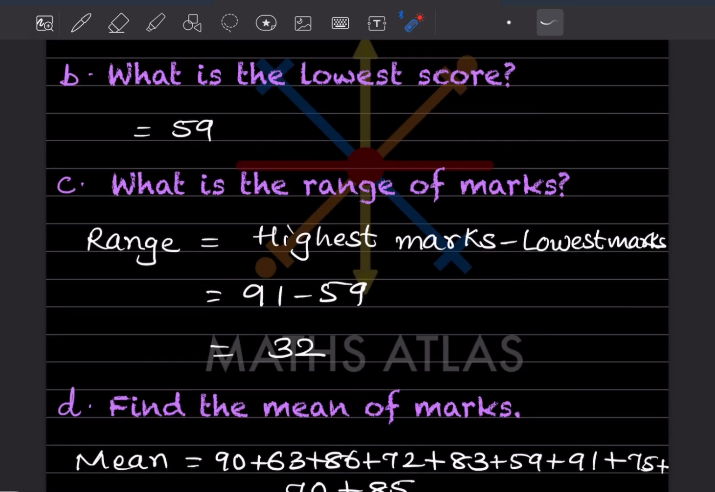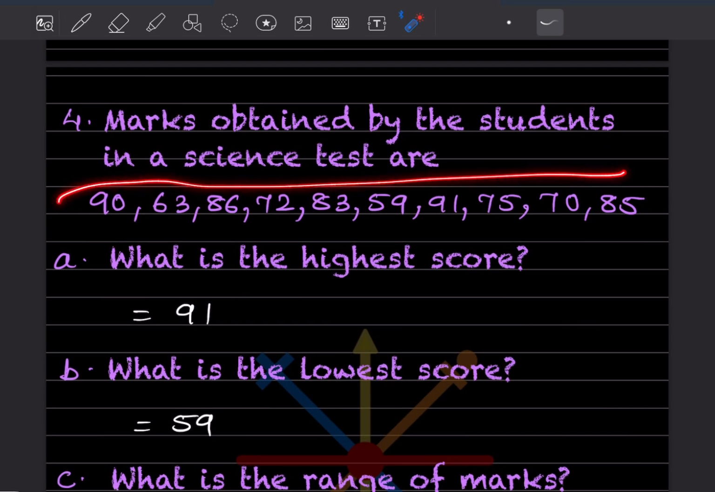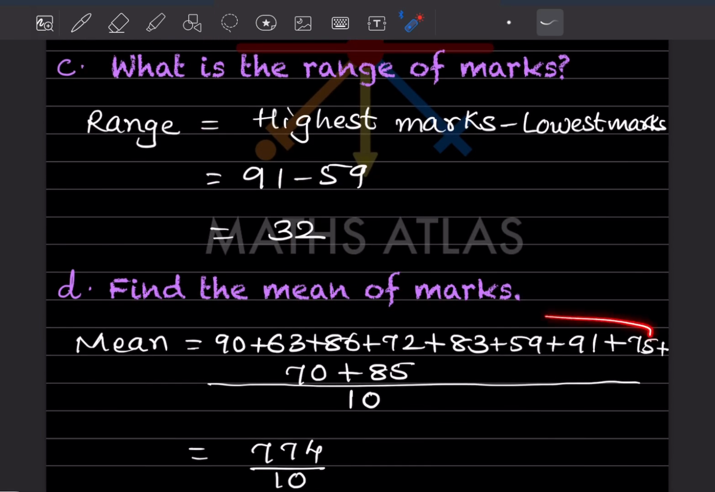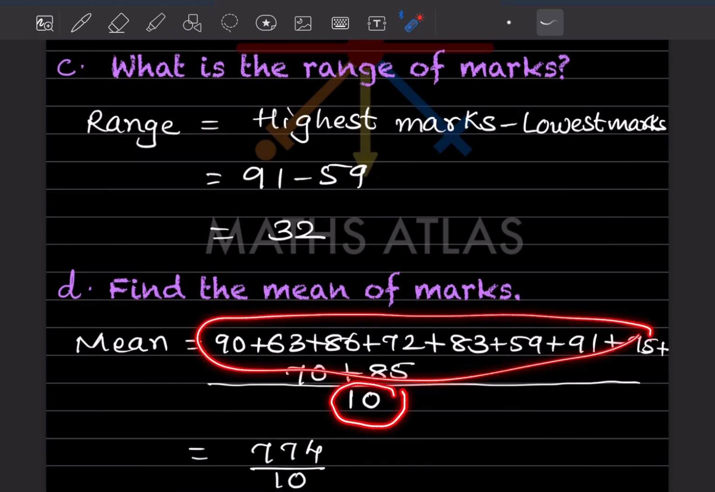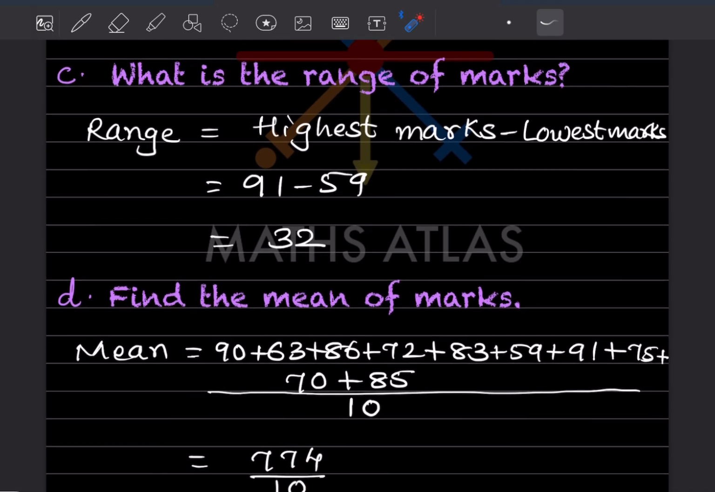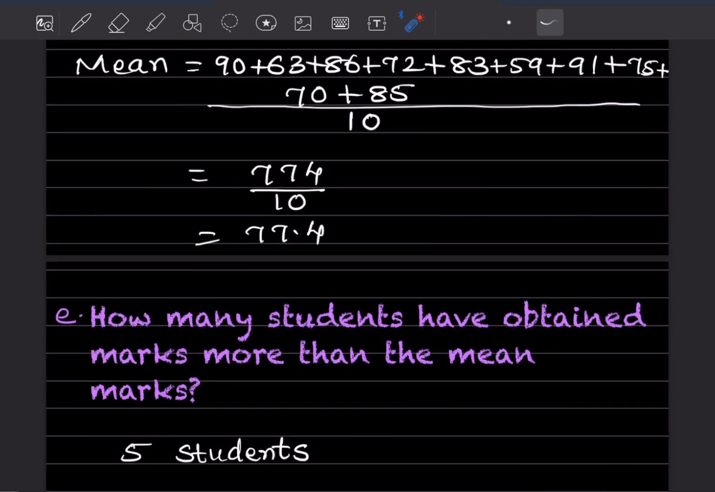Find the mean of marks. Again, what does mean of marks mean? You are going to add all these numbers: sum of all observations divided by total number. So how many are here? 1, 2, 3, 4, 5, 6, 7, 8, 9, 10. So this is going to be divided by 10. When you add these, you will write here 774 divided by 10. So you will go backwards 1. So that is going to be 77.4.